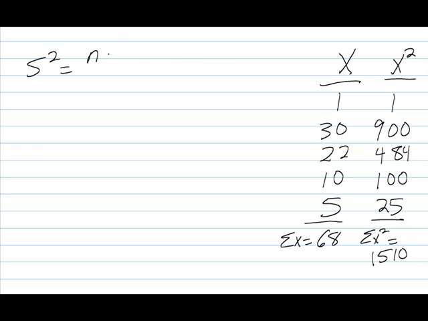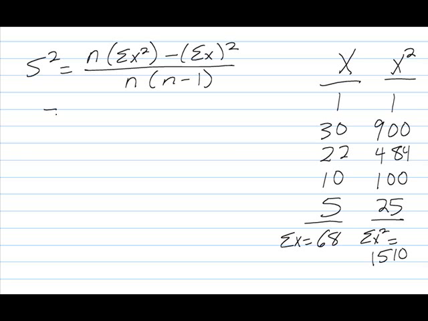S squared, which is the variance, equals n times the sum of x squared minus the sum of x all squared, over n times n minus 1. So n is simply our sample size. So n in this case is 5 because we have 5 data points. So we plug in n equal to 5.